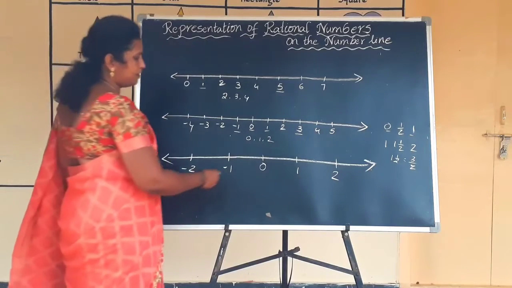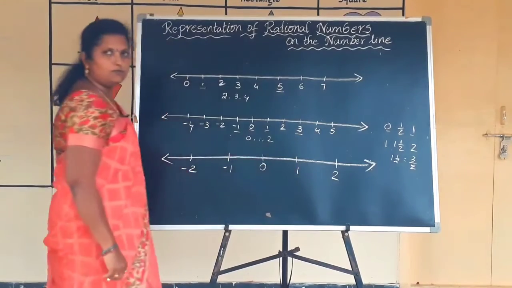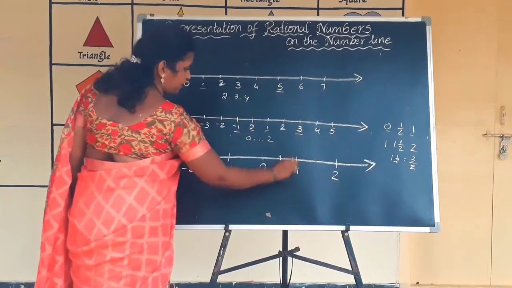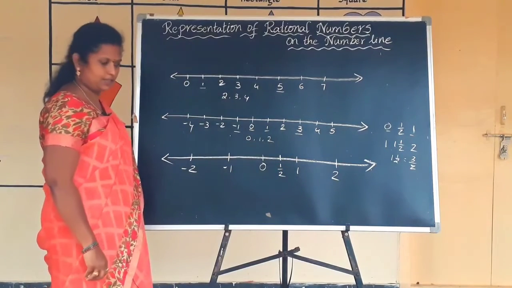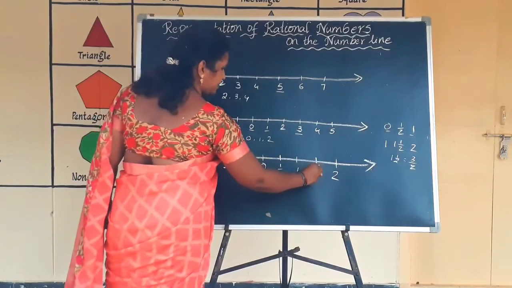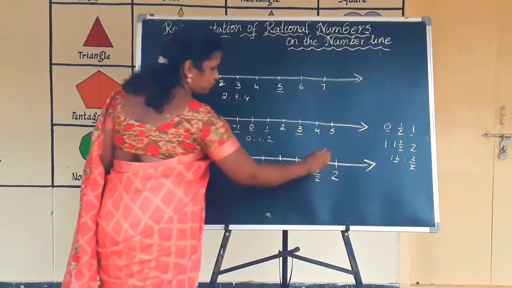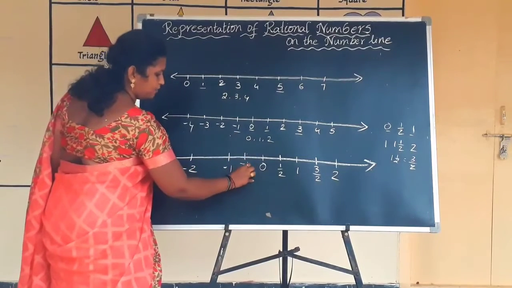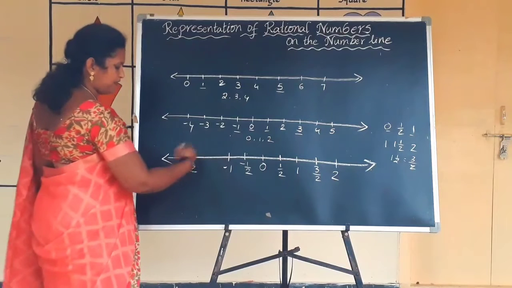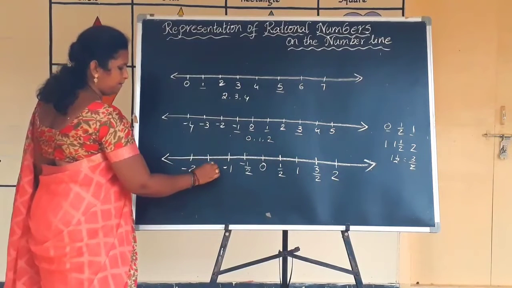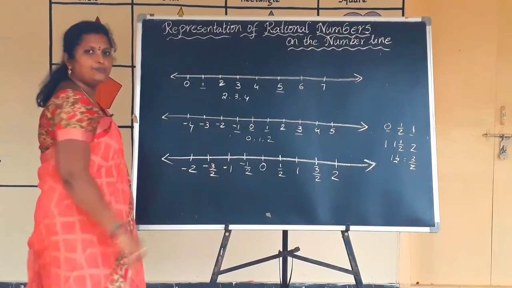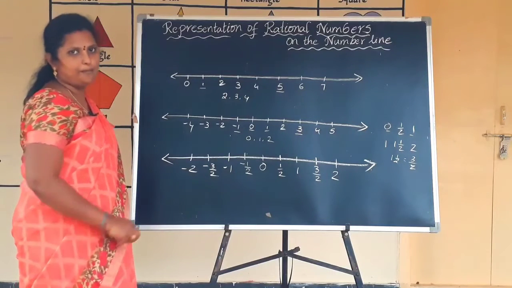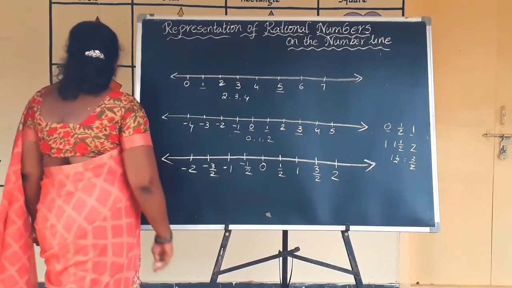See this one here, between 0 and 1 we are having the number half, that means 1 by 2. We can represent it on the number line like this. And between 1 and 2 we are having the number 3 by 2. And between 0 and -1 we are having -1 by 2. Between -1 and -2 we are having the number -3 by 2. So like this we can represent the rational numbers on the number line. Let us go for one more example.